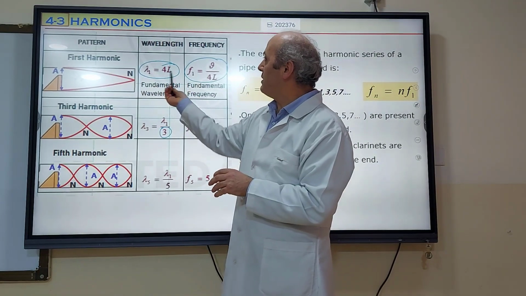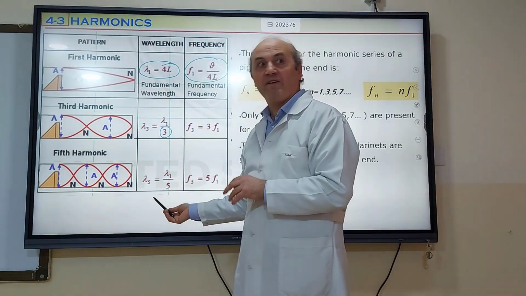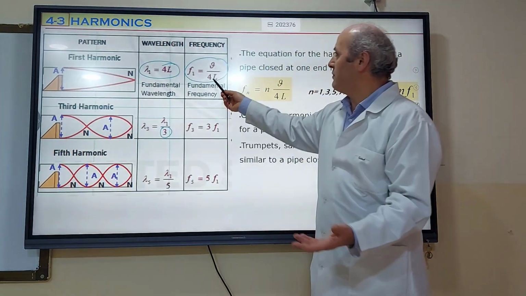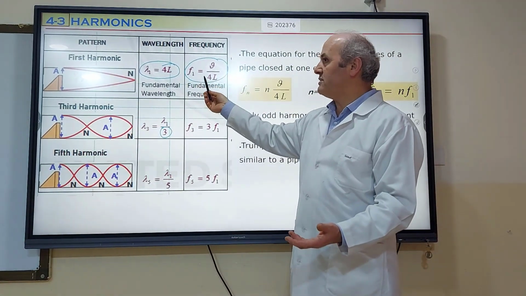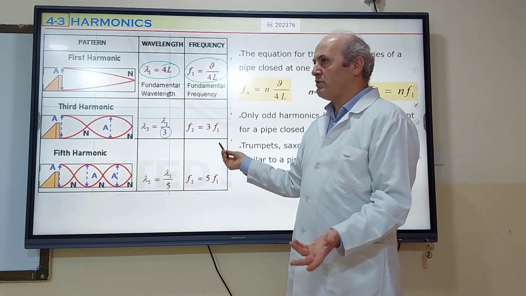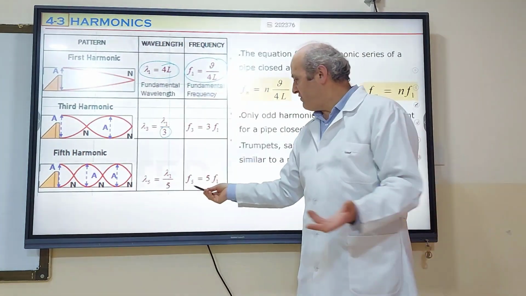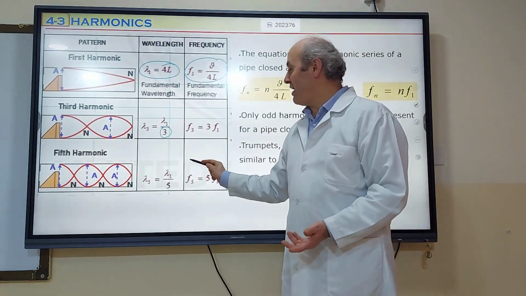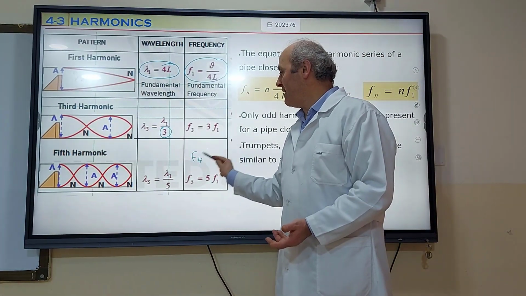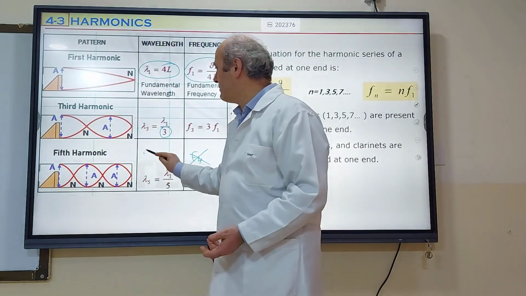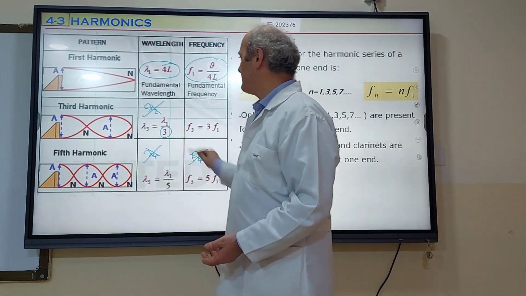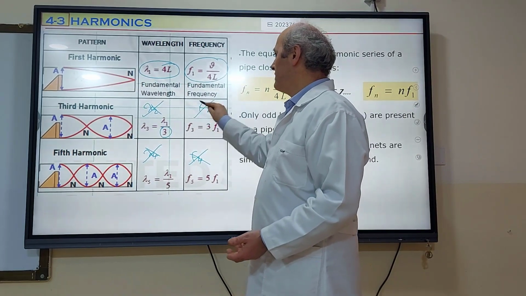So, lambda 1, lambda 3, lambda 5 exist. What about the frequency? We will do the same way. If fundamental frequency is F1, the third harmonic is 3 times F1, same rule. Fifth harmonic 5 times F1, same rule. But F4 does not exist. Lambda 4 does not exist. Lambda 2 does not exist. F2 does not exist.